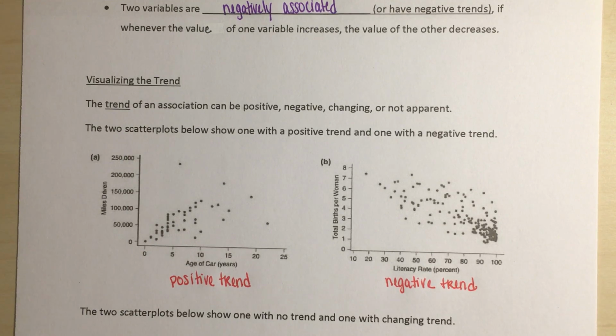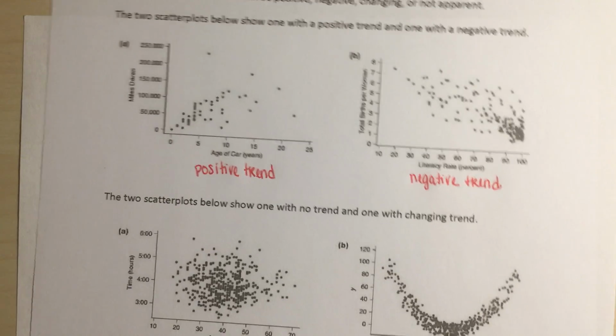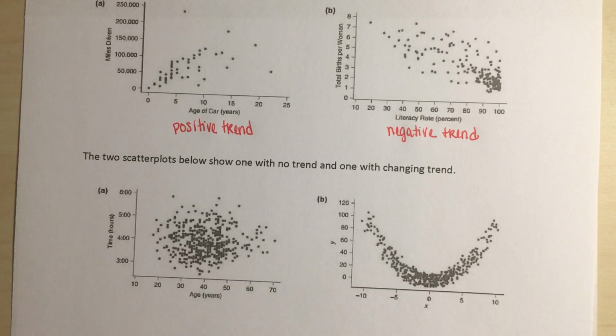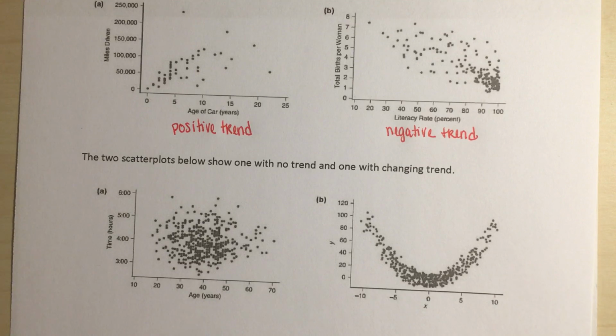So there's a couple of examples of our positive and negative trend. This is going to tie directly into our idea of positive and negative slope if we are connecting this back to things that we have seen in previous courses. Right, now these two scatter plots, on the other hand, show one with no trend and one with changing trend.